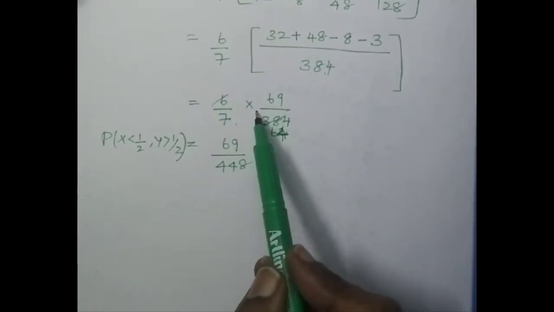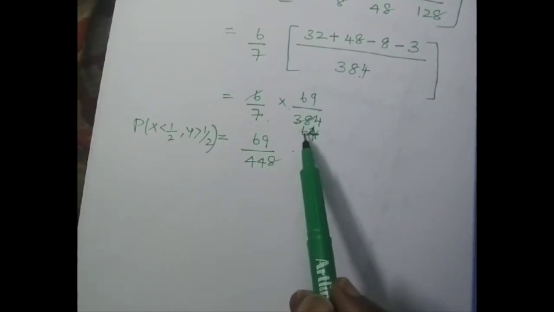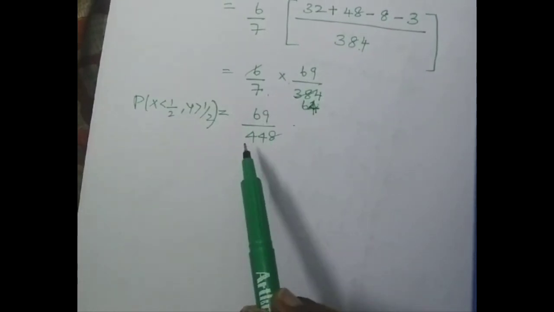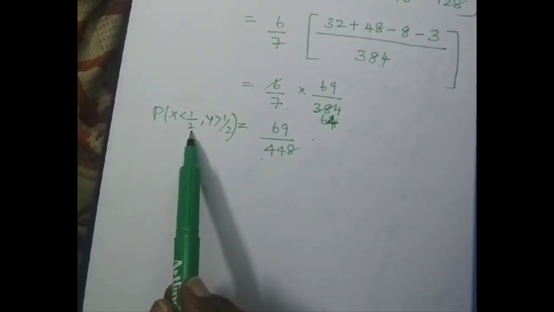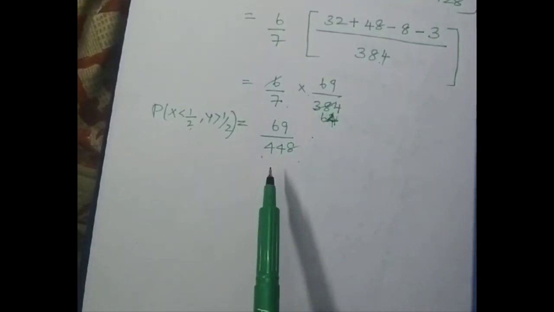So 6 by 7 into 69 divided by 384. So when we cancel by 6, it goes 64 times. So 69 divided by 64 into 7 is 448. So the probability that x less than half, comma, y greater than 1 by 2 is given by 69 by 448.